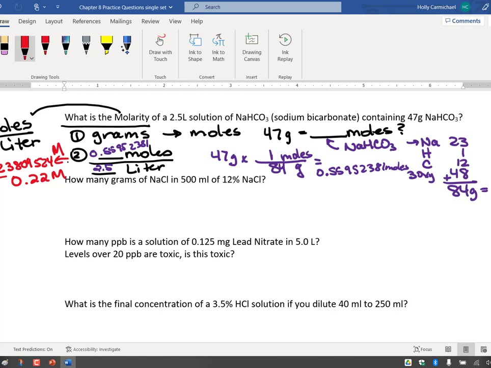So if you're given grams and you're given a volume with the formula, you can figure out molarity of a solution. If you're given a percent solution in a volume, you can figure out grams. I told you percent's a little more straightforward.